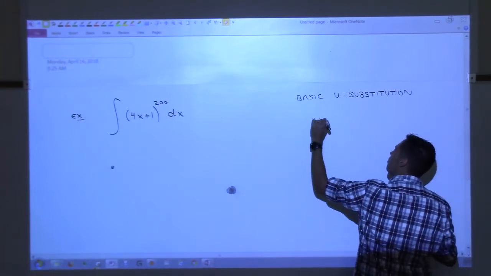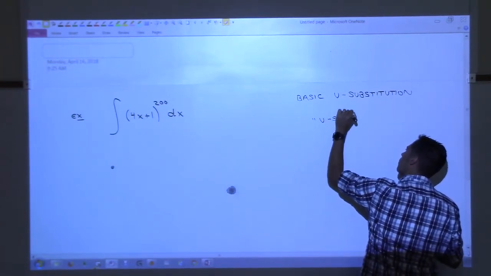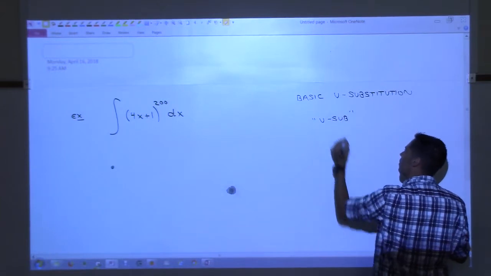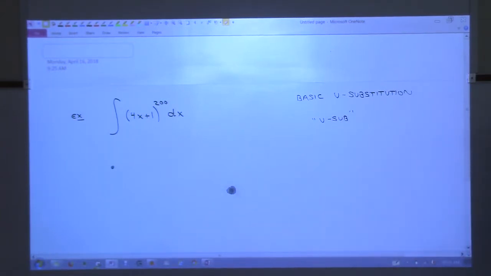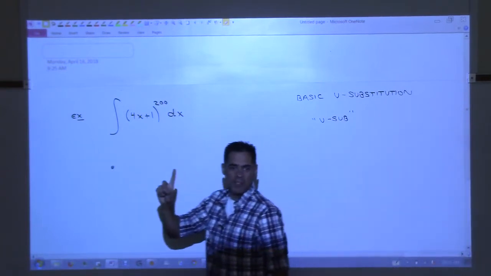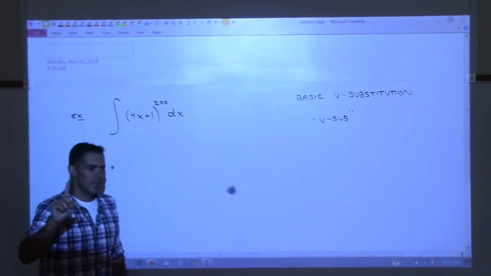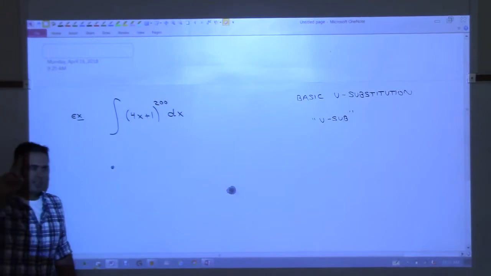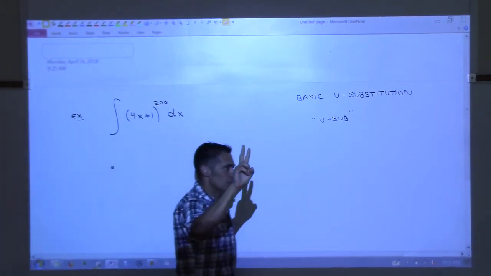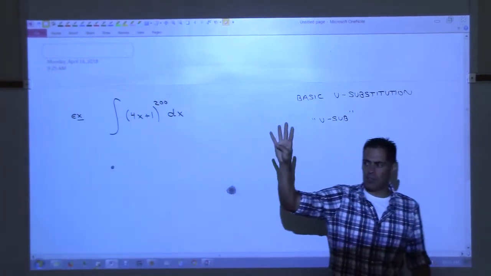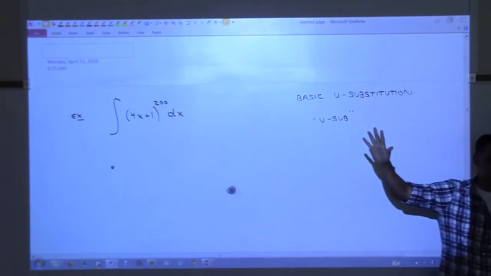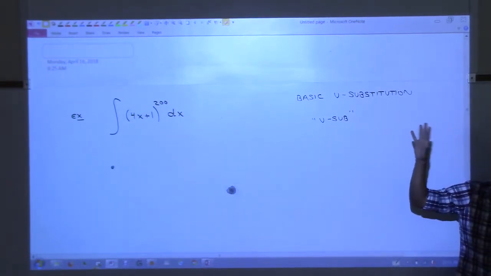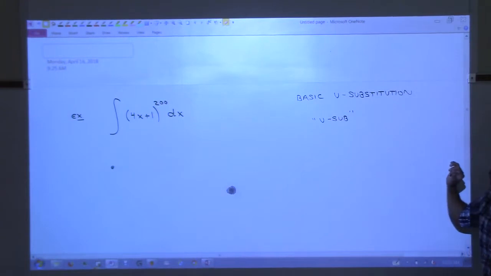Sometimes people call it U sub. I like to call it U sub. But it is the first technique for finding antiderivatives that you learn. There is U substitution, integration by parts, trig integrals, trigonometric substitutions, partial fraction decomposition. Those are the 5 methods you'll learn in Calculus 2. All right?